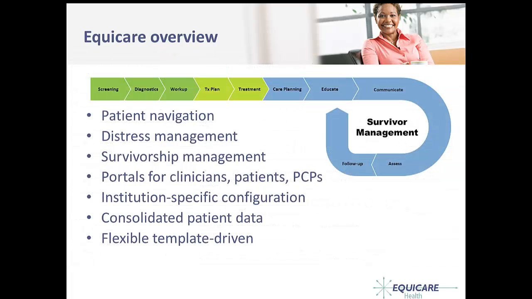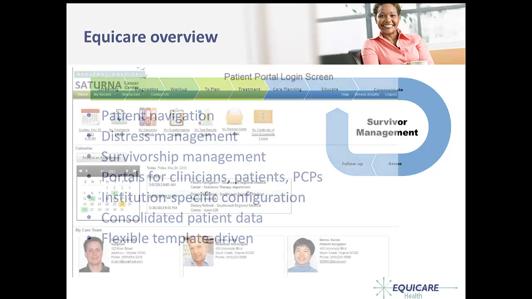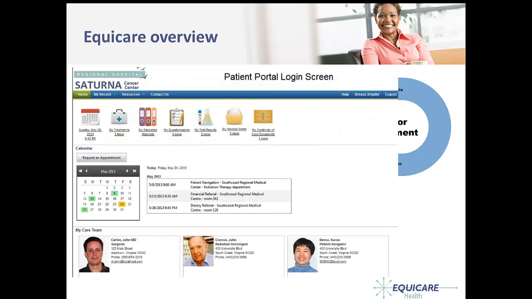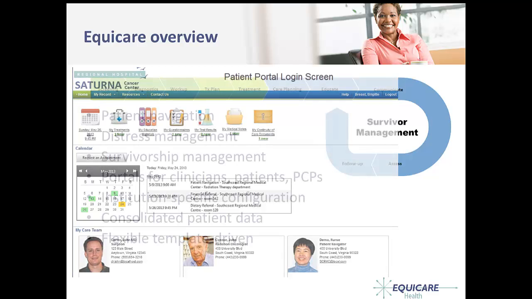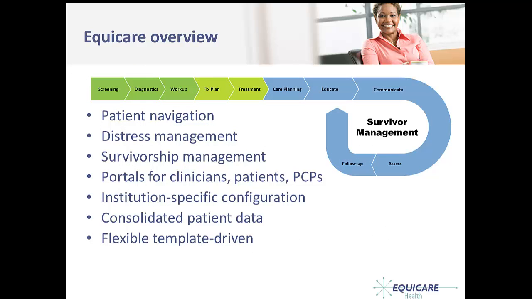Equicare is a web-based application, and it includes three portals for three different stakeholder groups involved in patient care. There's a clinician portal targeted at nurses, physicians, social workers working within the cancer center or hospital. There's also a patient portal targeted at patients and their family members to securely access their records from home and interact with the cancer center. Finally, there's a PCP portal that allows primary care physicians to access the records for those patients that they've referred over for care.